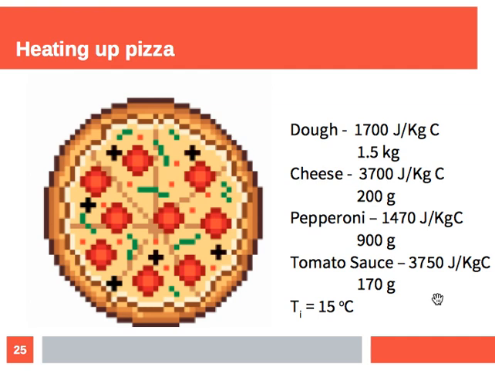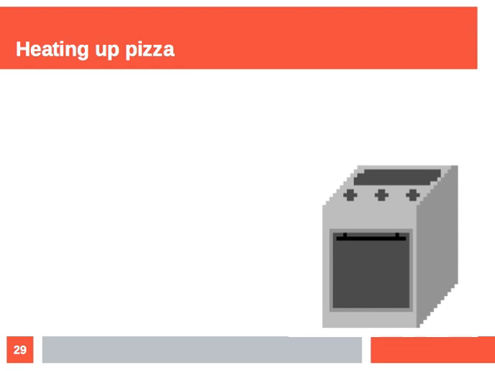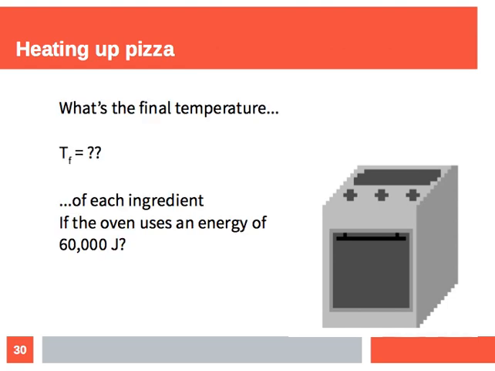Anyways, we're gonna put this into the oven. We're gonna get that ready. We're gonna put that inside. We're gonna see what's the final temperature of our pizza ingredients. So what's gonna be the final temperature for each ingredient if the energy of the oven that we apply to the pizza is going to be 60,000 joules? What's going to be the change of temperature, and then what's going to be the final temperature? That's what we're looking for.